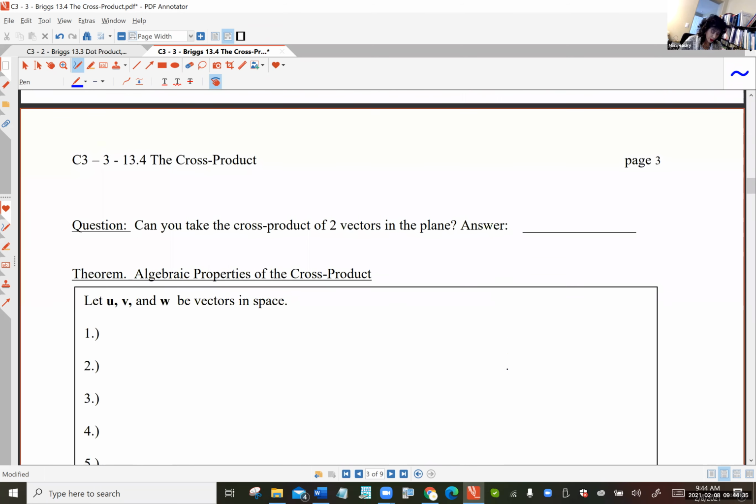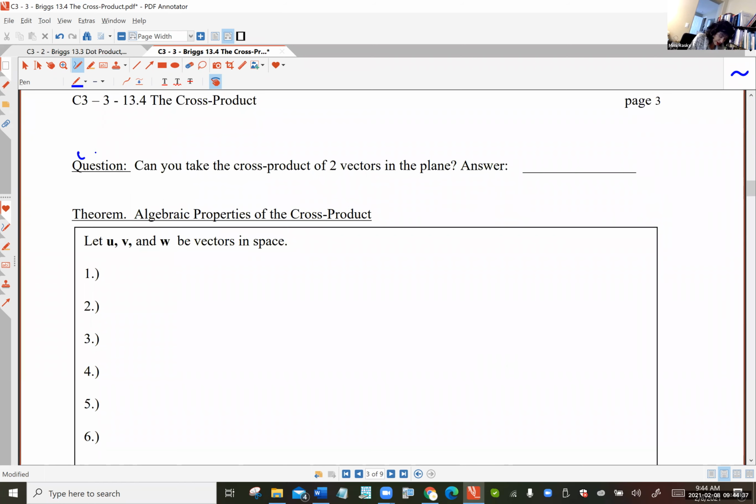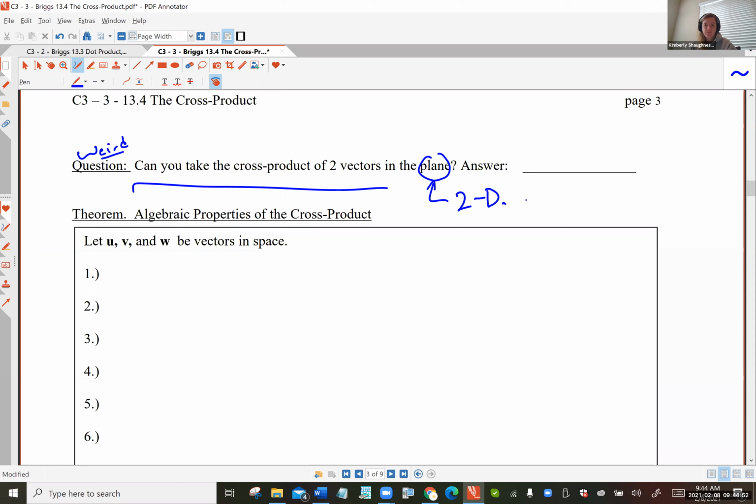So quick weird question. Can you take the cross product of 2 vectors in the plane? What does plane mean? Not a jet plane, but I taught you that plane means 2D. Can you do a cross product of vectors in 2 dimensions? No, it's meaningless. Anytime somebody asks you to do a cross product of 2 vectors, it's understood that you're in 3 dimensions. In fact, there's no other dimension in which you can do a cross product.